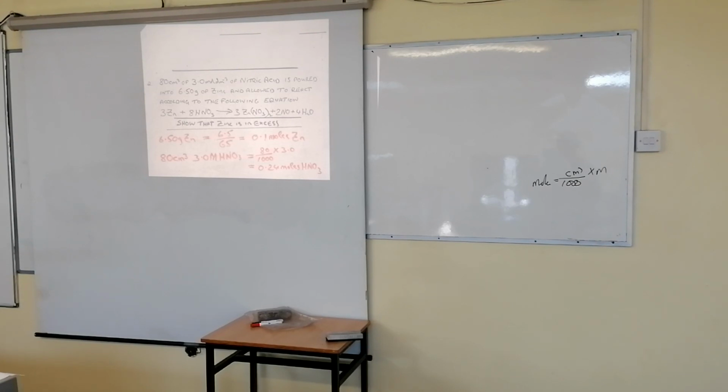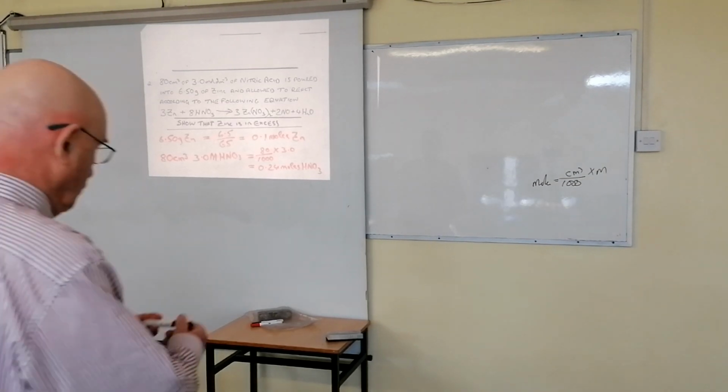80 centimeters cubed of 3 molar nitric acid is poured into 6.5 grams of zinc and allowed to react according to the following equation. I'm going to take down the equation for you now anyway, and they ask you simply to show that zinc is in excess. Step 1, convert the 2 quantities to moles.